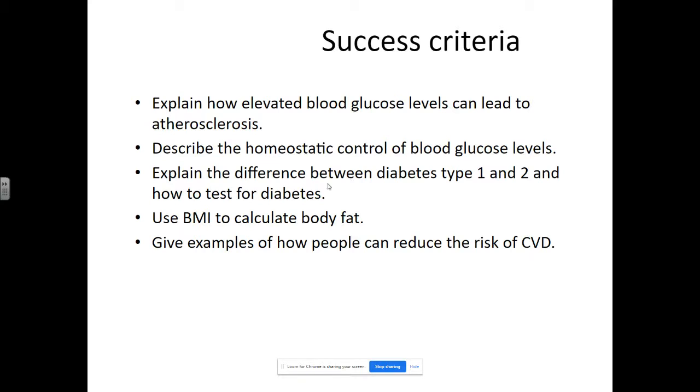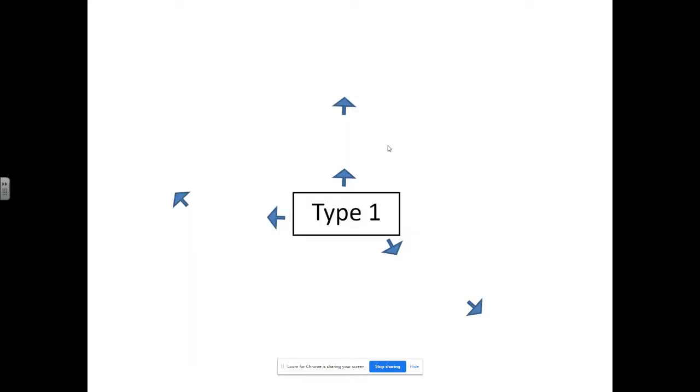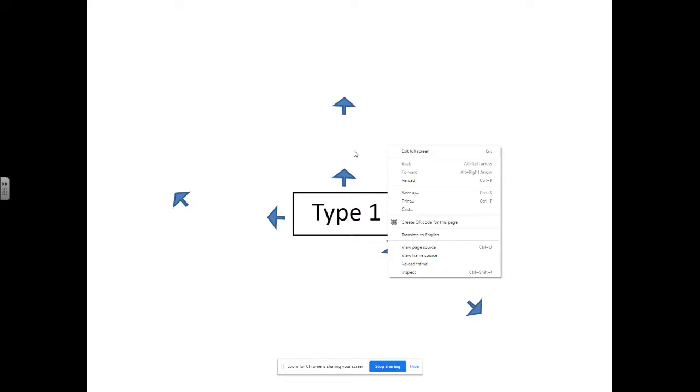We've covered some of this already. Today we are looking at the differences between type 1 and type 2 diabetes. So diabetes mellitus is a failure to control the blood glucose levels and an impaired ability to store that glucose in the form of liver and muscle glycogen. So type 1, type 2, you might already know a little bit. This is just a little summary.